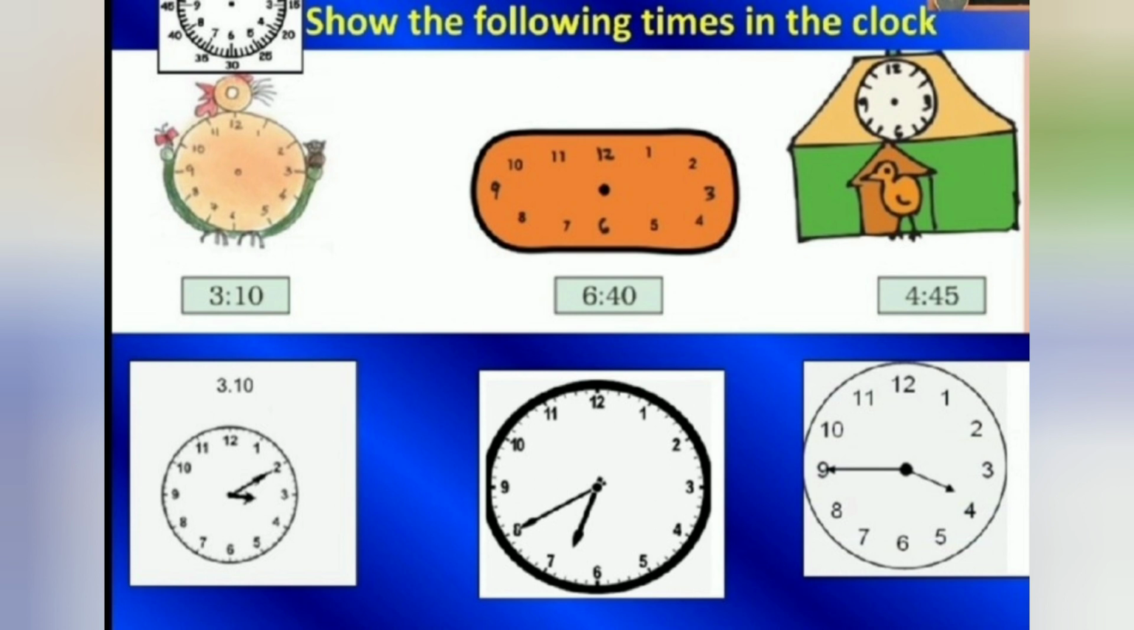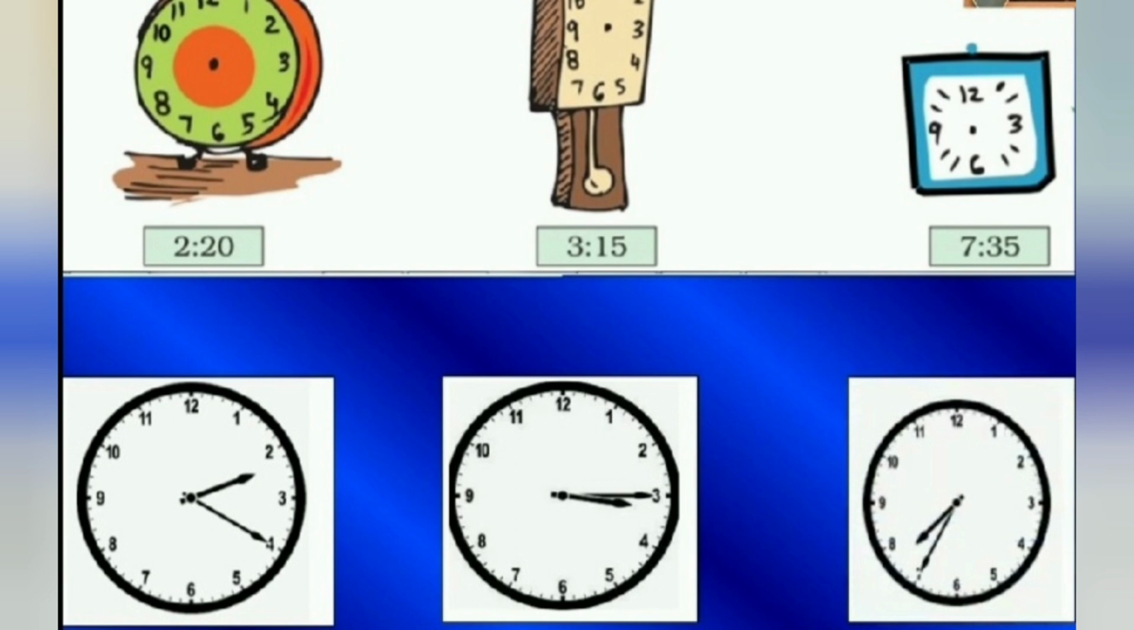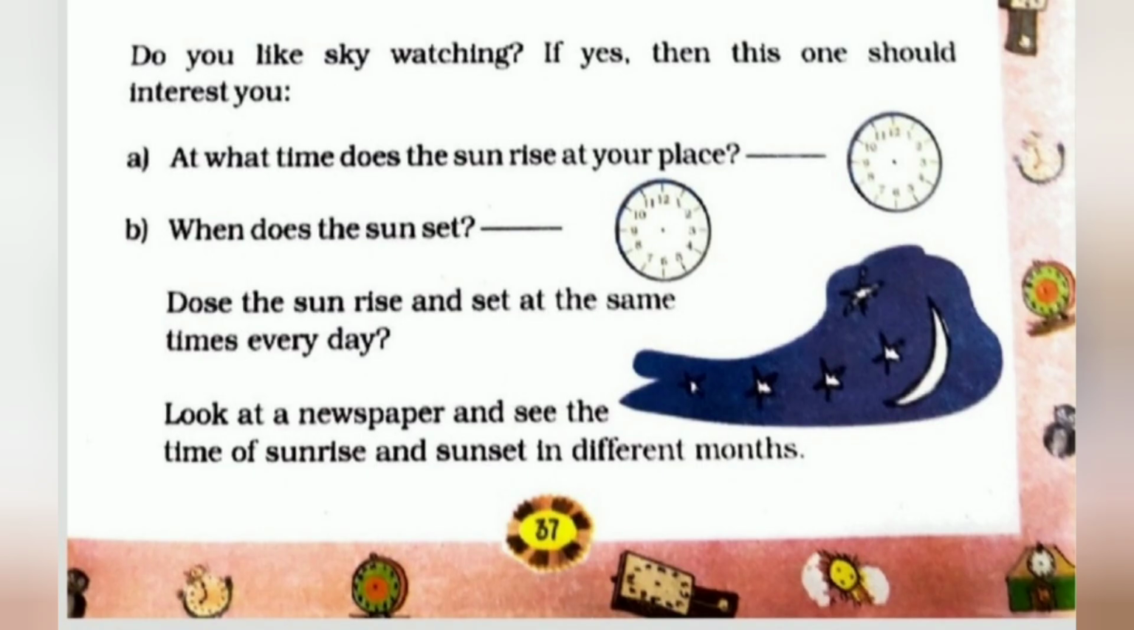Now let us see in next picture. So 2:20. Shorthand means hour hand between 2 and 3, and 20 minutes, that means long hand, minute hand is on 4. 3 hours 15 minutes, shorthand, hour hand is on 3, and minute hand is also on 3. Okay. Now next 7:35. Small hand is between 7 and 8, and minute hand is on 7 exactly. So it is 7:35.